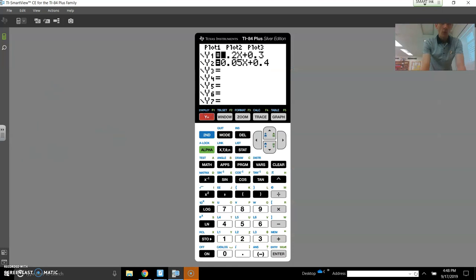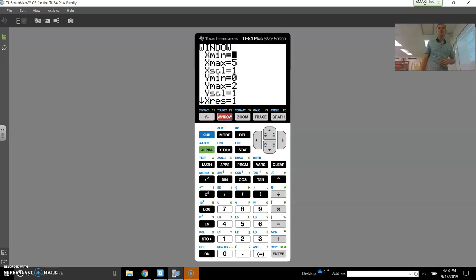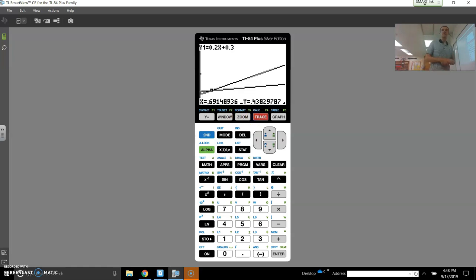So in y equals, I have gone ahead and put both of these equations. And I manipulated the window just a little bit because I don't really need a lot of x or a lot of y here. So I went ahead and graphed it, and so now I have my two lines crossing, and I've scrolled around until I can see it's somewhere in here around 0.6 and 0.4.